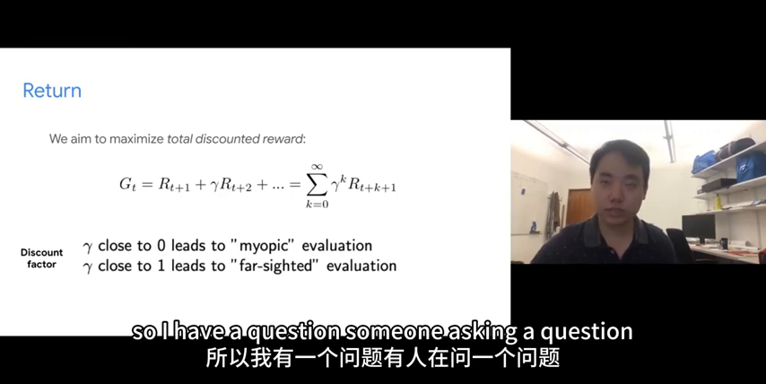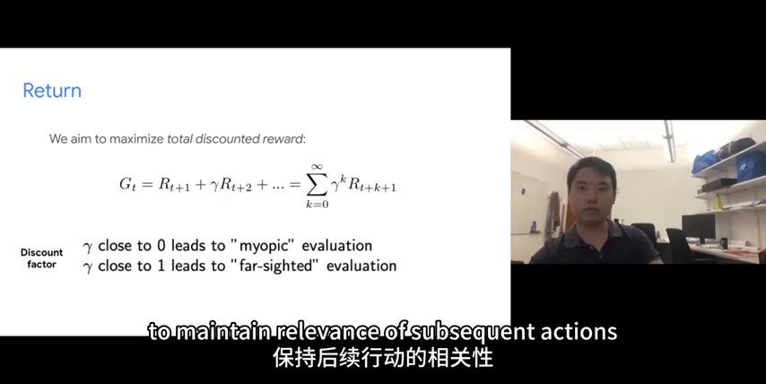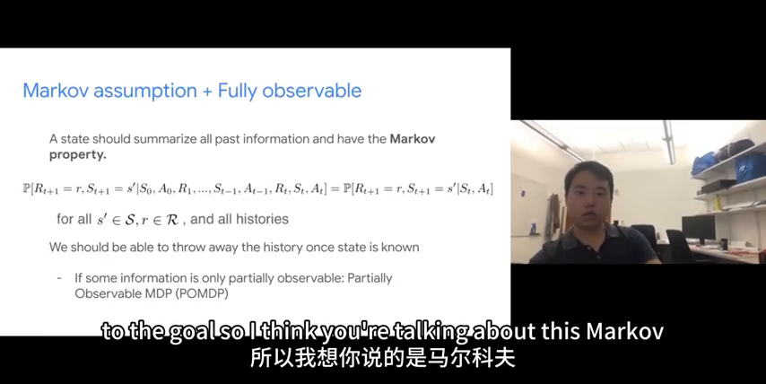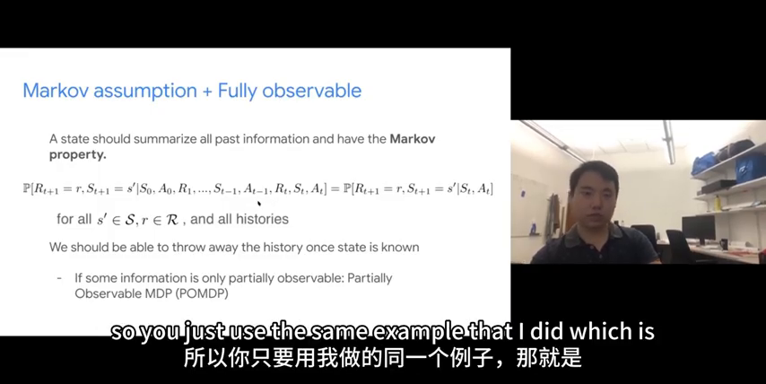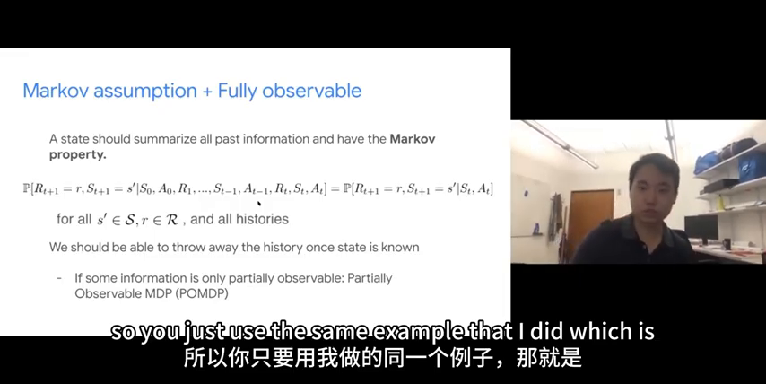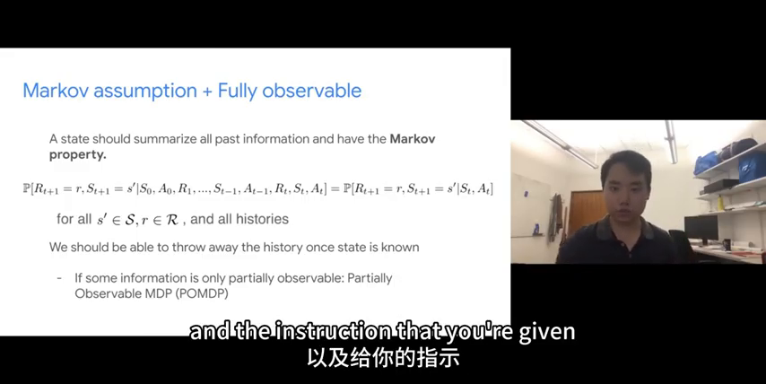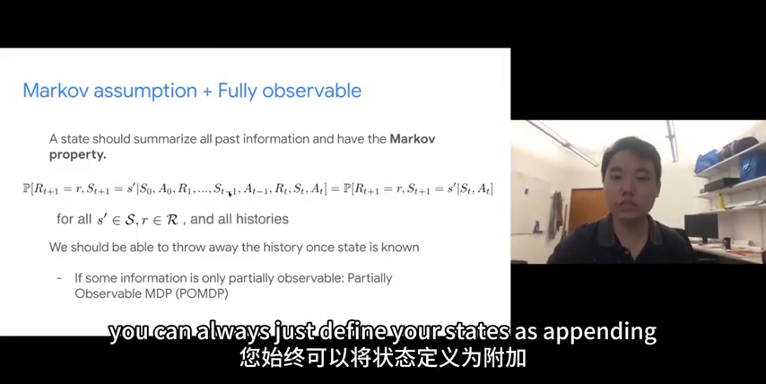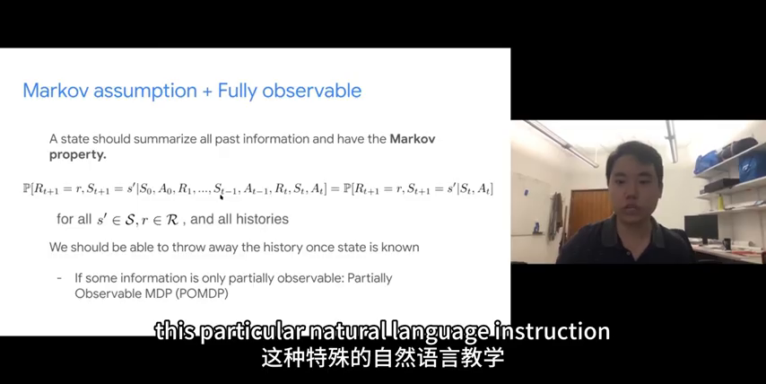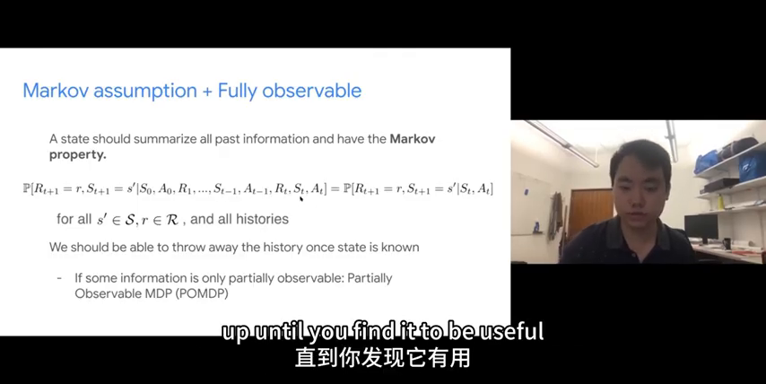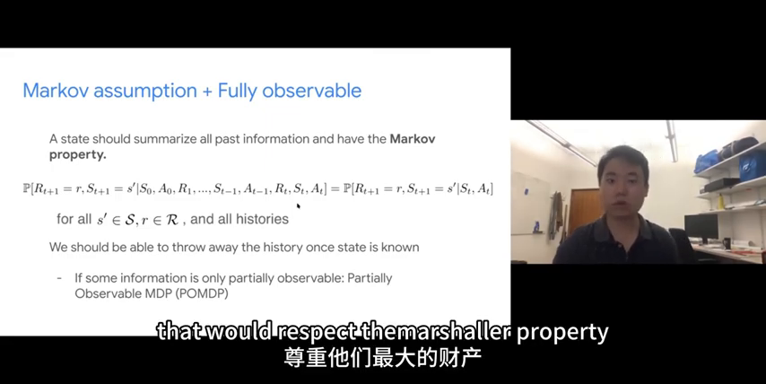I have a question, someone is asking: how do we condition on the initial state to maintain relevance of subsequent actions to the goal? I think you're talking about this Markov property here. You just use the same example that I did, which is the state being both the position in the house and the instruction that you're given. You can always just define your states as appending this particular natural language instruction up until you find it to be useful. So you always append it, then that would respect the Markov property.